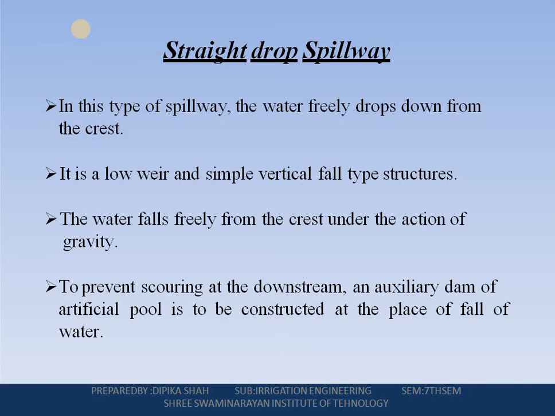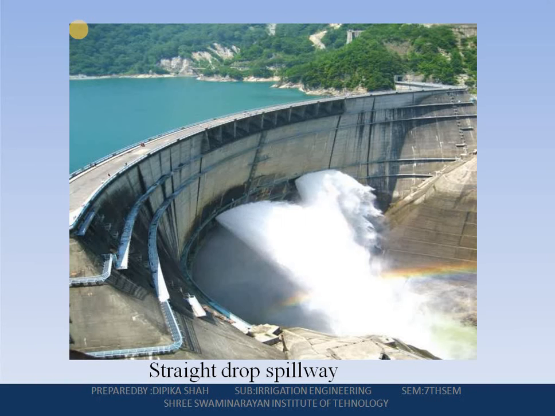If no artificial protection is provided on the downstream side of the overflow section, the falling jet will usually cause the scouring of the stream bed, and it will form a plunge pool. So as such, in order to protect the stream bed from scouring, an artificial pool may be created by constructing a low auxiliary dam downstream of the main structure. So you can see in this figure, it is a straight drop spillway, right? This is a field figure of a straight drop spillway.